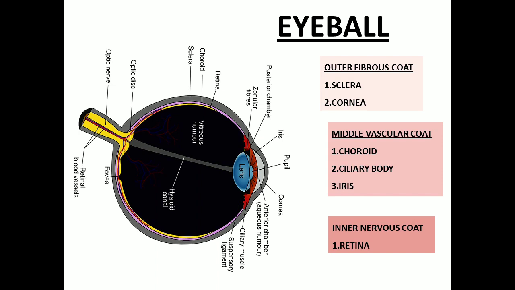The outer fibrous coat consists of sclera posteriorly and the cornea anteriorly. The middle vascular coat consists of choroid, ciliary body, and iris. And the inner nervous coat is made up of the neuronal layer called the retina. Here, only the histology of the cornea we will learn in detail.